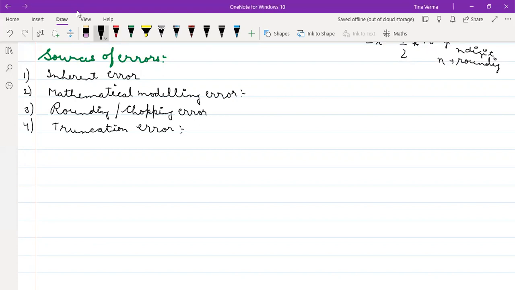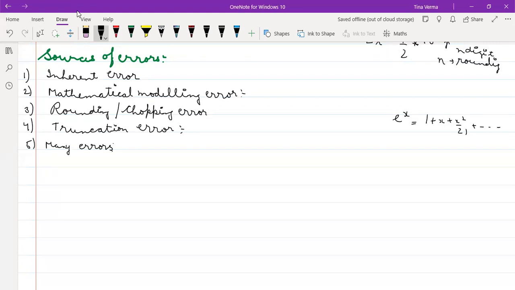Truncation error is like you have a series of e raised to the power x. What is the series of e raised to the power x? That you say 1 plus x plus x square by 2 factorial and so on. And this is a never ending series, right? When you have to store a value, you have to truncate that series up to some point. That means there can be some truncation error, and there can be a lot of errors that can exist while doing some problem, right? Is it clear? So these are the sources that you can read from the book.